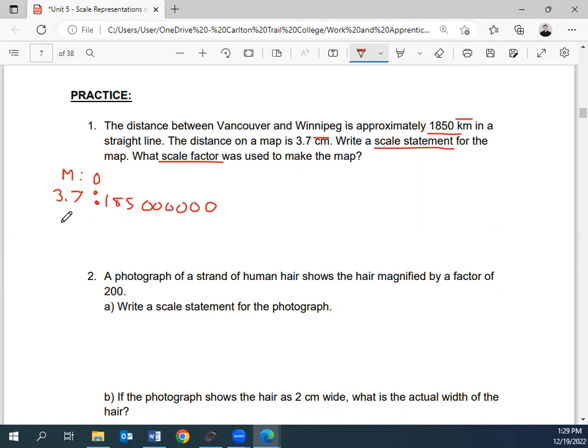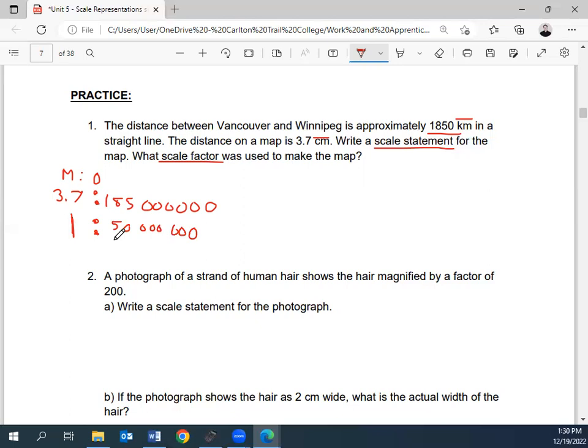So, ideally, what I want to try and do is get this into just a 1 to something statement. This is technically the correct answer. That's fine. If you were to divide both sides by 3.7, because that's what's happening here, right? If I go from 3.7 to 1, I've divided both sides by 3.7. 185 million divided by 3.7 is going to give me 50 million. So my scale statement is a 1 to 50 million scale statement. Every 1 centimeter you see on that map is 50 million centimeters in real life.